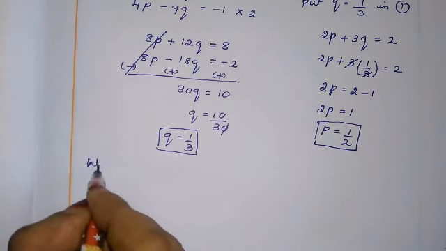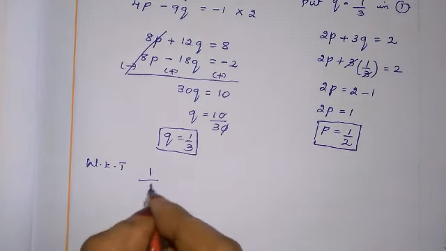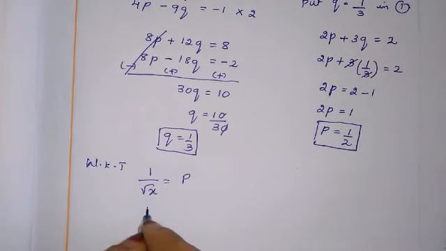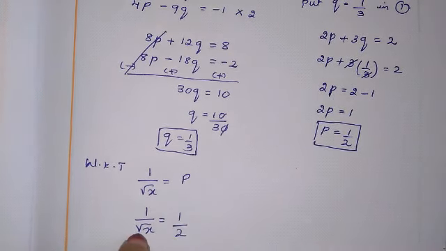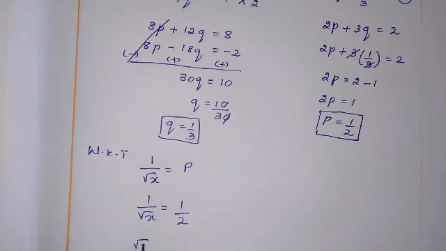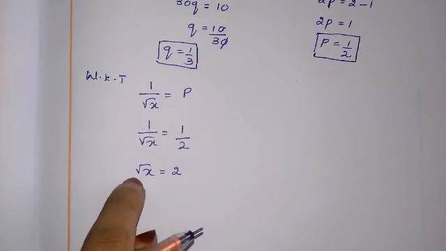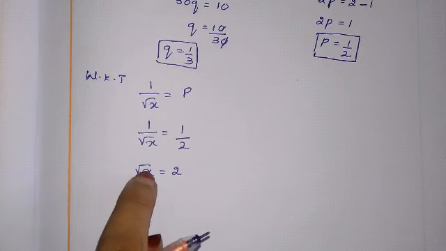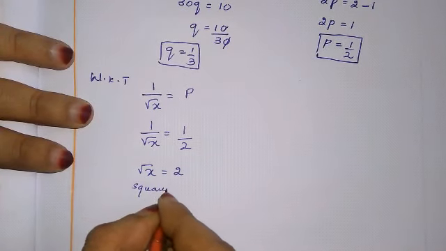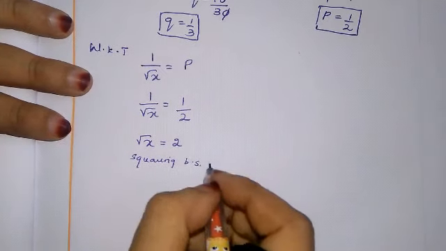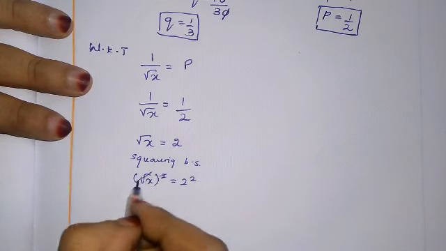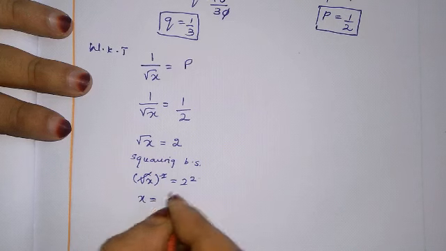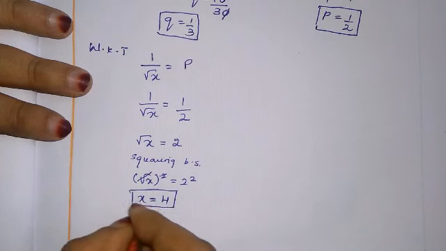Similarly, we know that 1 by root x is equal to p. 1 by root x as it is, p value is 1 by 2. Let us cross multiply. Root x into 1, root x. 2 1s are 2. They didn't ask to find the root x value. We need x value, so squaring both sides. We get root x square is equal to 2 square. Square and root get cancelled. X is equal to 2 square, which is 4. We got x value is 4.